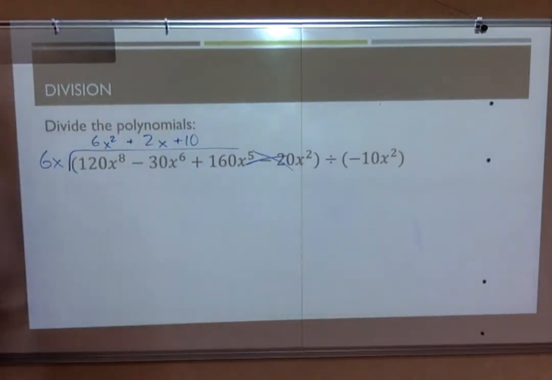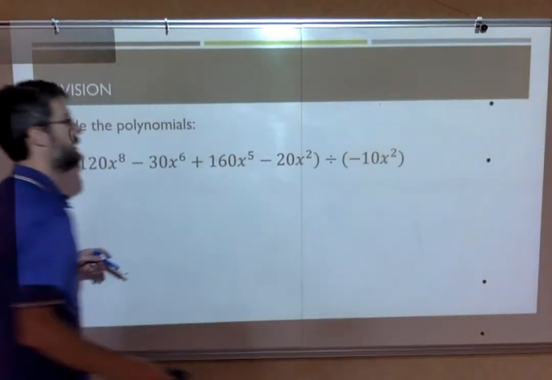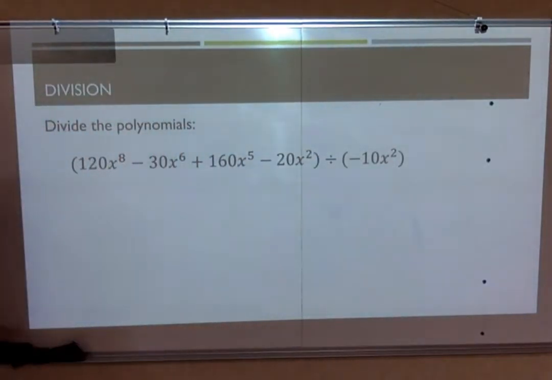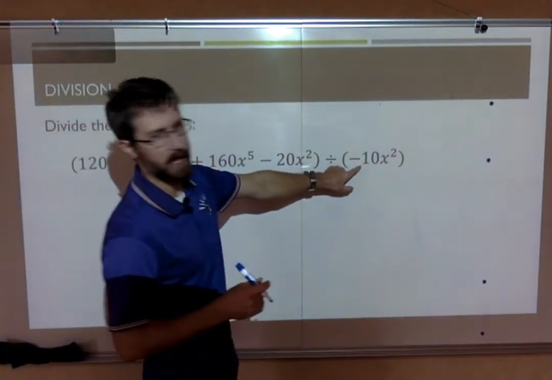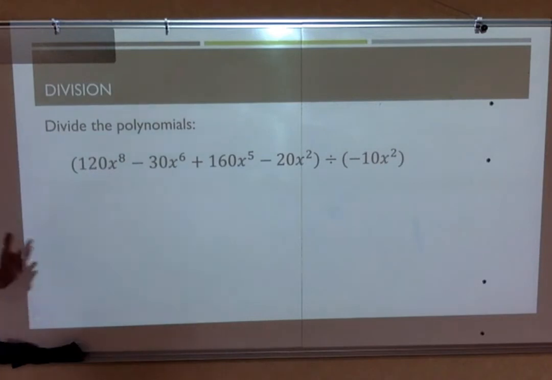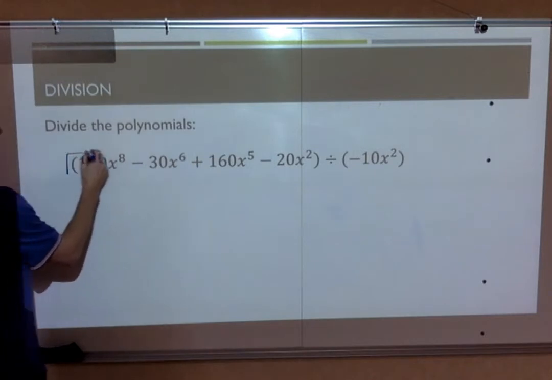All right, and one more. Pause and try on your own. Now this one, we're dividing by a negative, so what happens when you divide a positive by a negative? What happens when you divide a negative by a negative? Be careful with your signs.